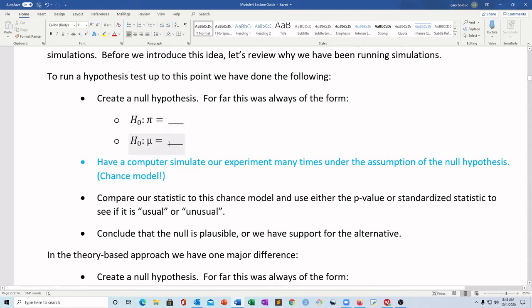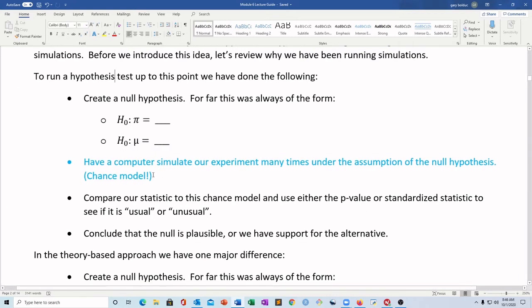Once we did that, we then went to the computer and said, hey computer, here's my null hypothesis, assume this, here's my sample size, give me 100 or 1,000 simulated samples, and I'm going to look at the picture you give me, right? So this is in blue. This is what we've done so far. Go to the applet, make your picture.